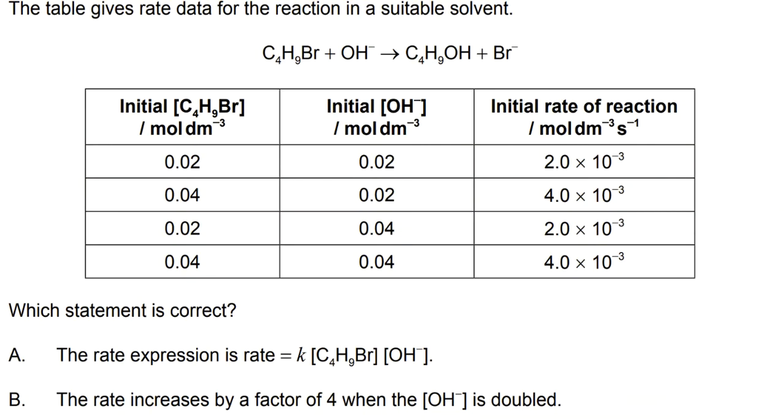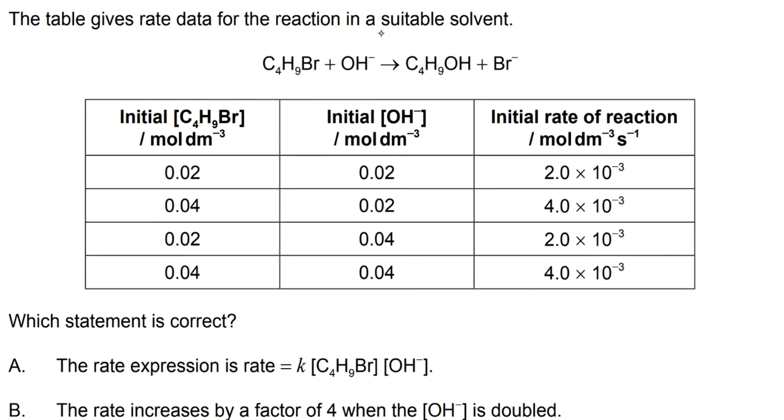The table gives rate data for the reaction in a suitable solvent. So we have C4H9Br, that's probably bromobutane or something like that, and we have the hydroxide ion to form an alcohol and the bromide ion. So this is where we have to work out the rate expression.